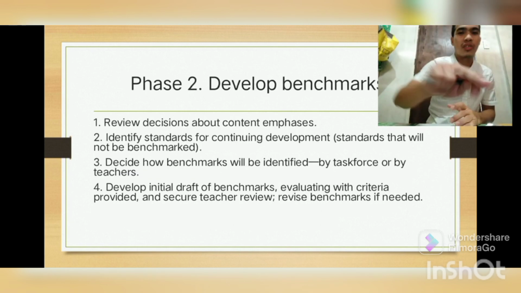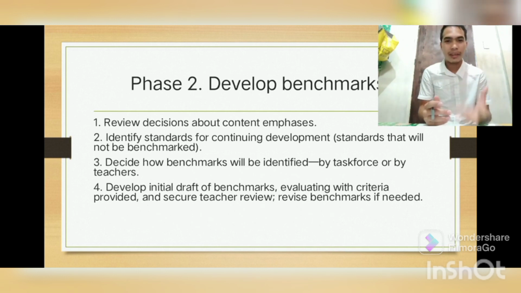So let's move on to phase 2. Develop benchmark. Review decisions about content emphasis. So as a teacher, we need to review all the materials that we put in our discussion. Identify standards for continuing development and standards that will not be benchmarked. Decide how benchmarks will be identified, by task or by teachers. Develop an essential draft of benchmarks, evaluating which criteria are provided, secure teacher review, and revise benchmarks if needed.